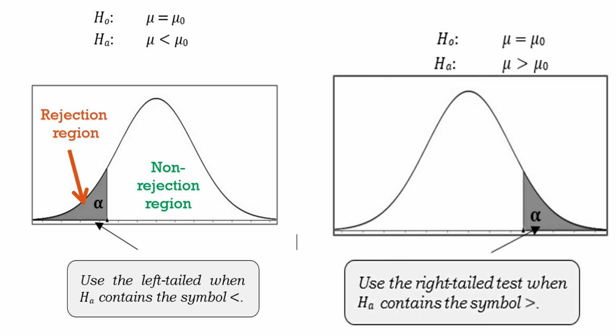Another illustration, this is still a one-tailed test, but to be specific, this is a right-tailed test. We use this one when the alternative hypothesis contains the symbol greater than. And the white area is the non-rejection region, and the shaded area is still the rejection region. So we will use the left-tailed test if the symbol is less than, and it is a right-tailed test when the alternative hypothesis contains the symbol of greater than.